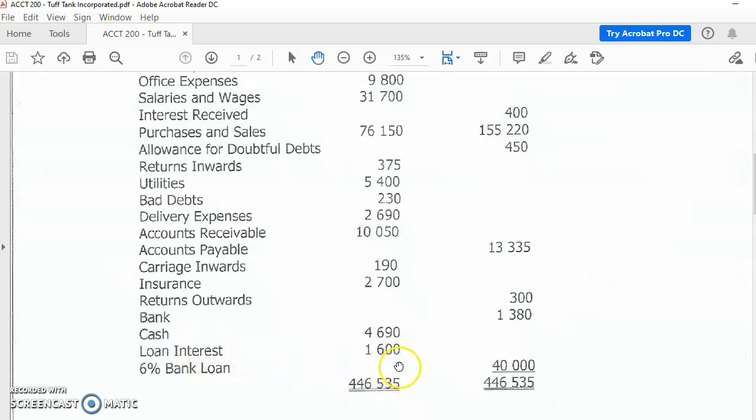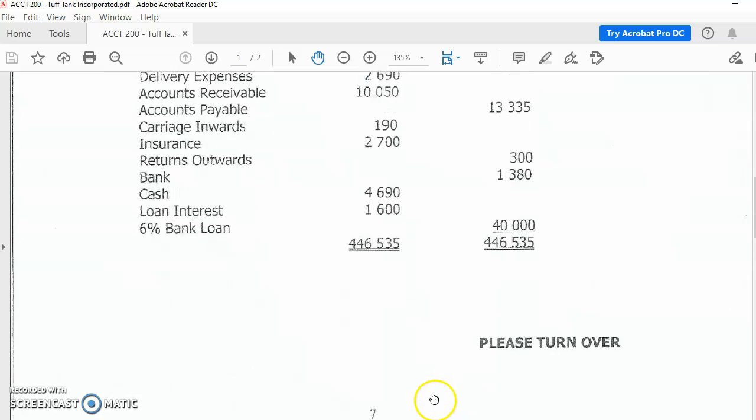However, when we look at our trial balance here, we see that we have interest already paid of $1,600. So although there's interest showing here of $1,600, we are not sure if this is the correct amount of interest that should have been paid for the year. But we know that this is the amount that Tuff Tank paid in interest because it is on the trial balance. So what we need to do is to calculate 6% of this bank loan.